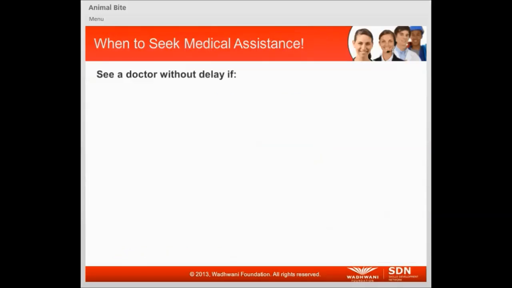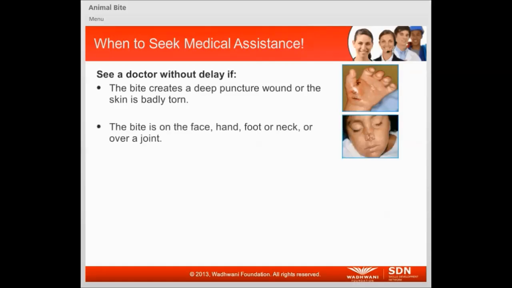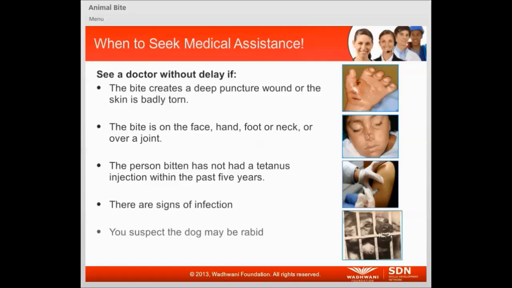See a doctor without delay if the bite creates a deep puncture wound or the skin is badly torn. The bite is on the face, hand, foot or neck or over a joint. The person bitten has not had a tetanus injection within the past 5 years. There are signs of infection. You suspect the dog may be rabid.